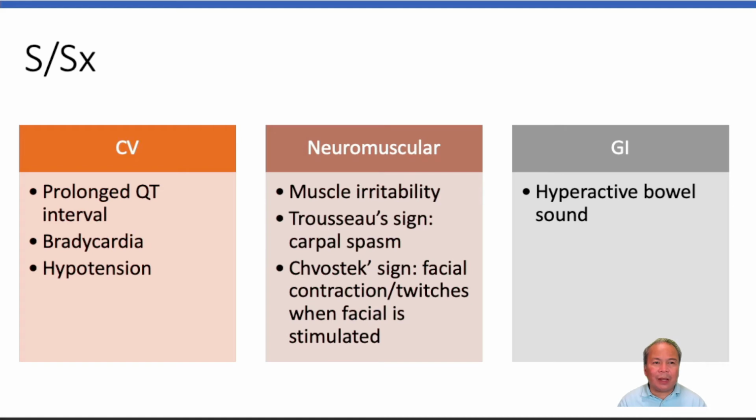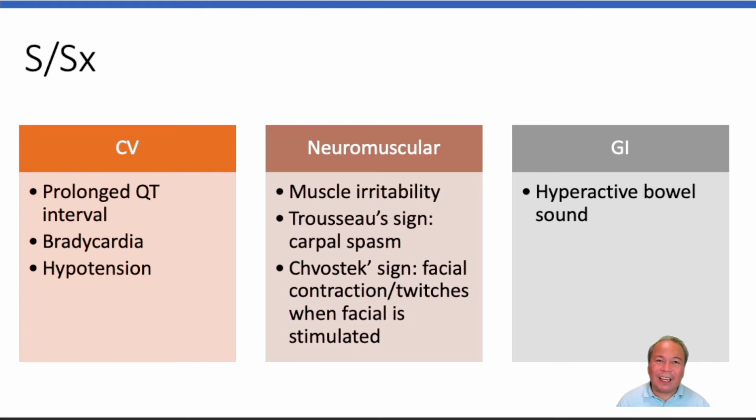So there are a variety of signs and symptoms, but in this nursing lecture that makes sense, we're going to talk about the 3 common symptoms that you're going to see. And I initially put cardiovascular signs as actually the first sign that you're going to be seeing when you see hypocalcemia. You're going to see prolonged QT interval. You're going to see bradycardia, really symptomatic bradycardia, and at the same time symptomatic hypotension.